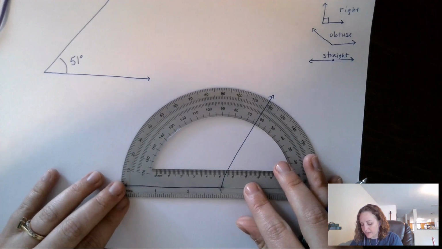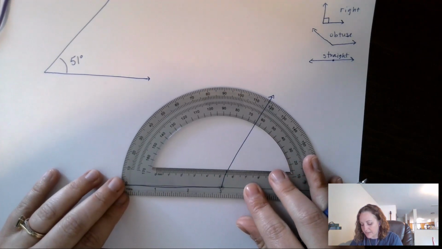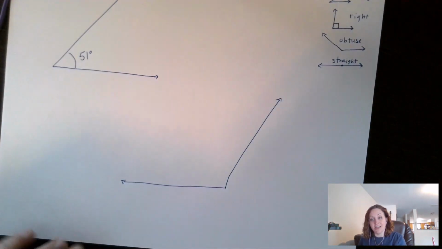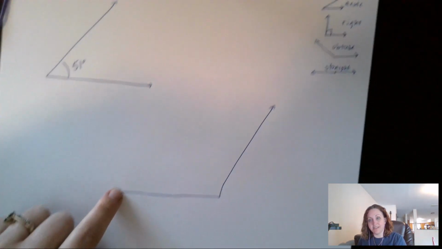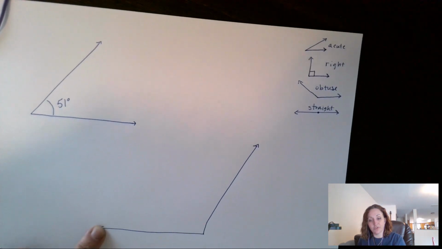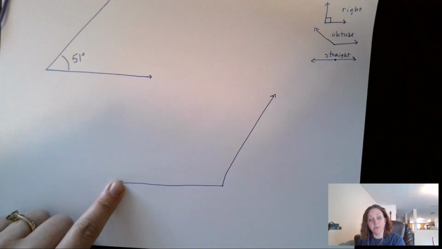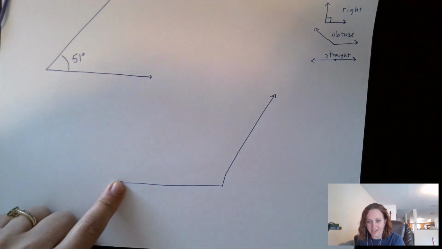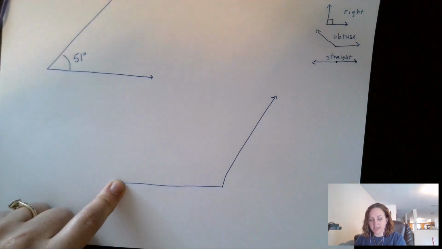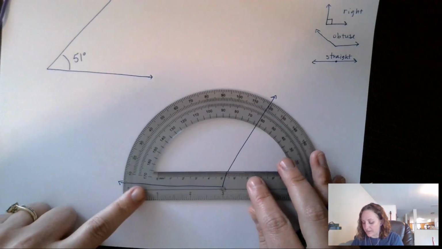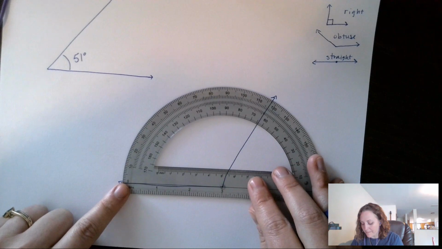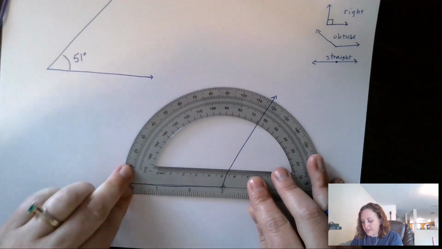All right, so again, I line up my vertex, I line up my 0 line. Oh, before I do that, I forgot to ask, what type of angle is this? Is this acute, right, obtuse, or straight? This is a big angle, right? This is an obtuse angle. So this one is going to be bigger than 90 degrees, but less than 180 degrees. Okay, so I'm going to line myself up now. Okay, there we go.